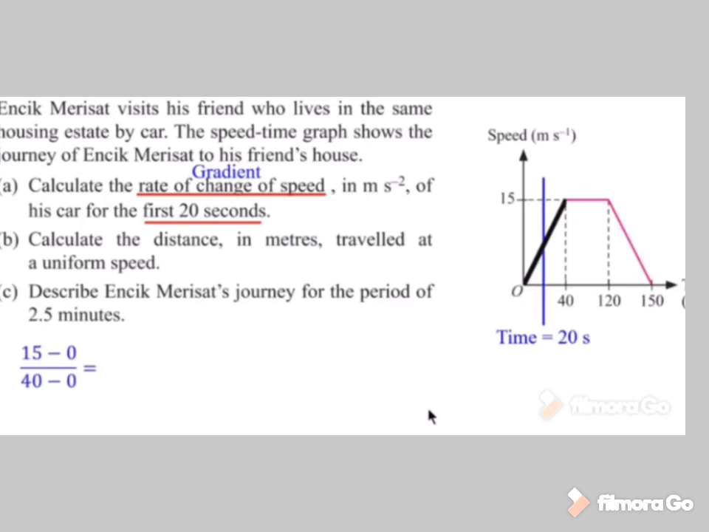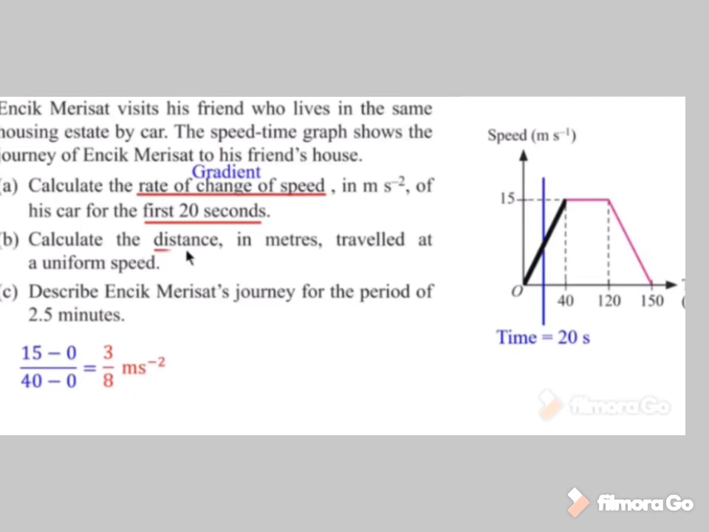So it's actually 15 minus 0 over 40 minus 0. The gradient for the line that I highlight in black is 3/8, and the gradient represents the rate of change. So please write your unit properly: 3/8 meter per second per second.